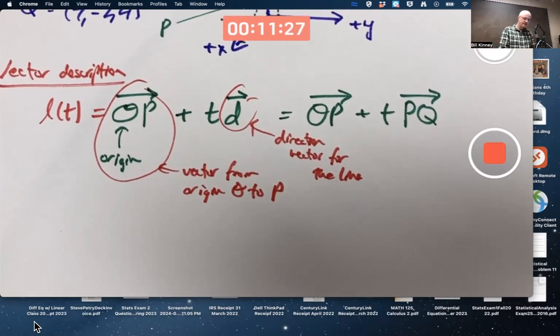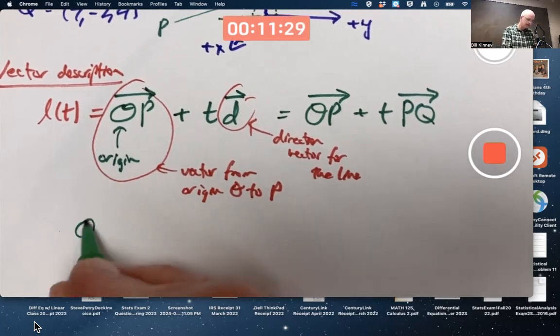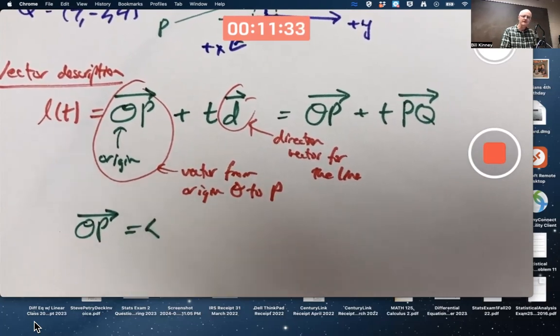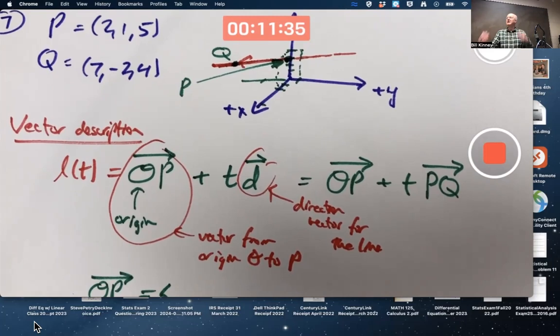What are these vectors? The vector from the origin to P is going to have components equal to the coordinates of P. It's the position vector for P. P sitting up here in space, the origin's down there. Draw an arrow from the origin to that point, its components are going to be the same as the coordinates of P. 2, 1, 5.